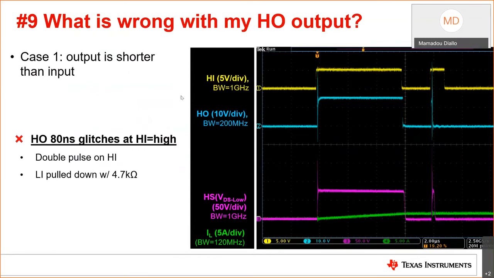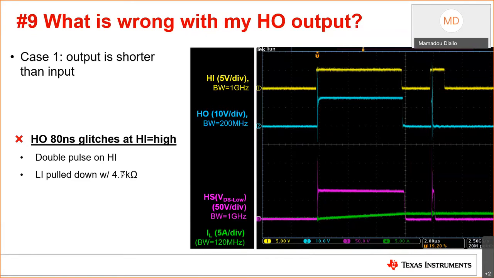All right, on the next slide here, we're showing a double pulse test on a bridge topology, where we're essentially showing, in this first case, a double pulse setup again, where the HO signal is applied, and what is essentially wrong with my HO output. I'll pause here for a second to give you a chance to think it through.